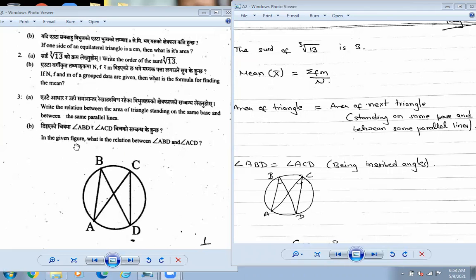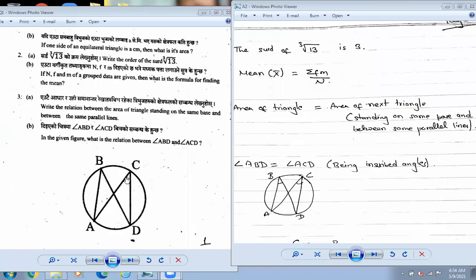So in the given figure, what is the relationship between angle ABD and angle ACD? Let us find these values. Where is ABD, and where is ACD? Find them. So ABD, that means this angle, right? And where is the next angle? ACD, this angle.